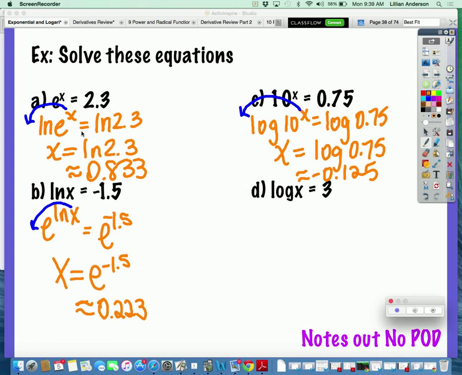Of course, so I'm not going to erase it, but I'm just going to go back through it. But basically, when you're solving equations, to solve for x, you have to undo the problem. So we look at this first one. We have e to the x equals 2.3.